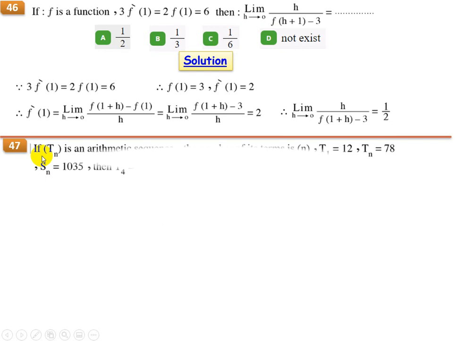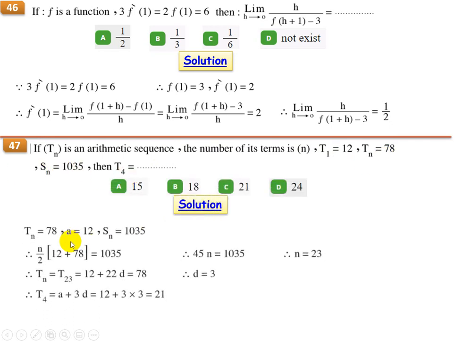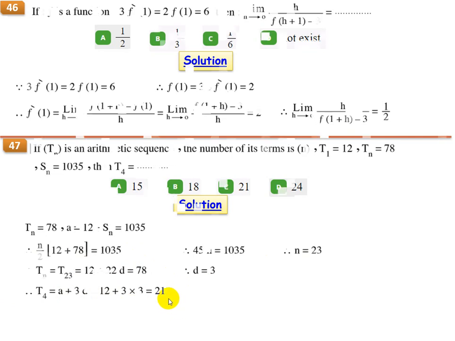Question number 47. If Tn is an arithmetic sequence, the number of its terms is n, T1 is 12, Tn is 78, Sn is 1035, then T4 equals. Tn equals 78, a equals 12, Sn 1035, so Sn equals n over 2 times (a plus l), 12 plus Tn 78, so in this case n equals 23. Tn equals T23, 12 plus 22d equals 78, so d equals 3, which means that T4 is a plus 3d, a equals 12 and d equals 3, so T4 equals 21.